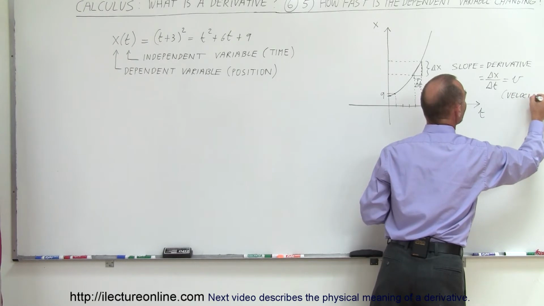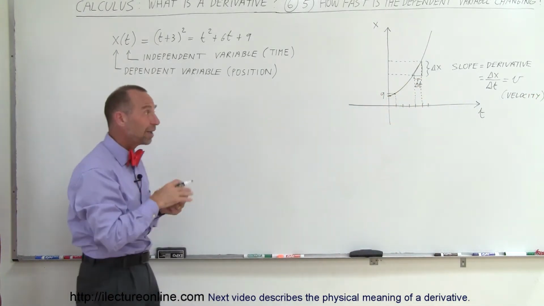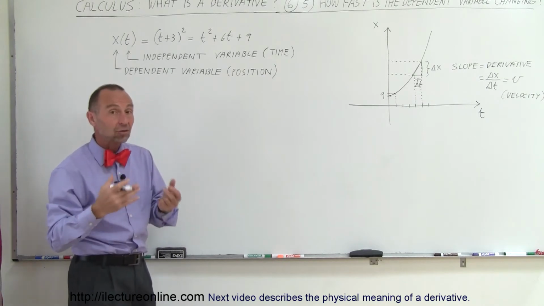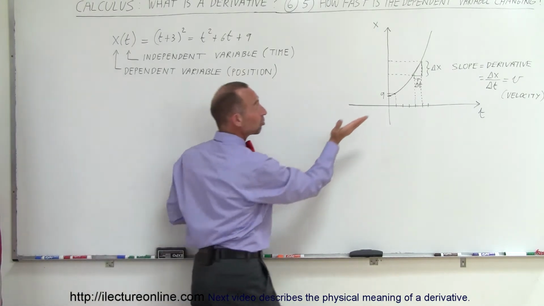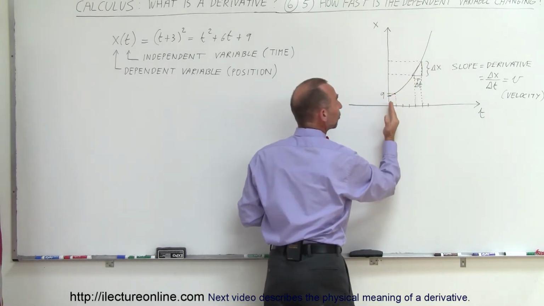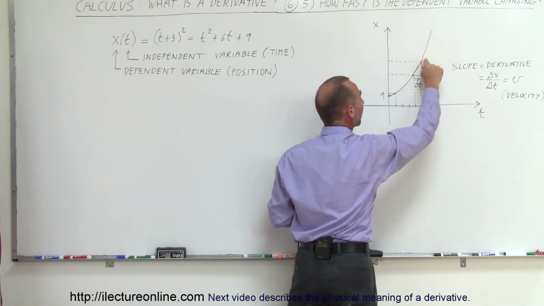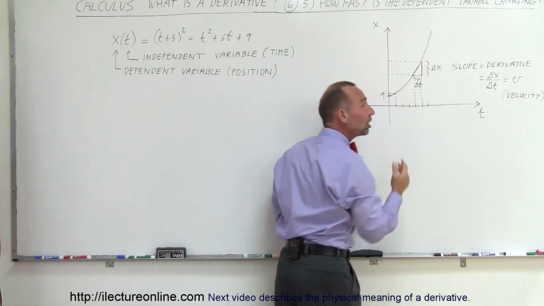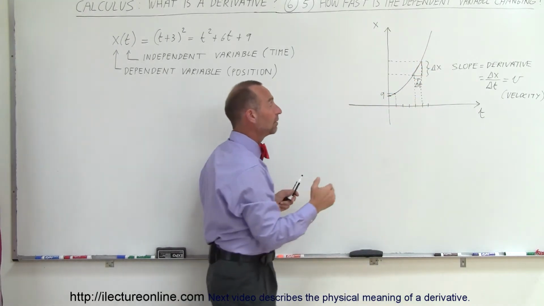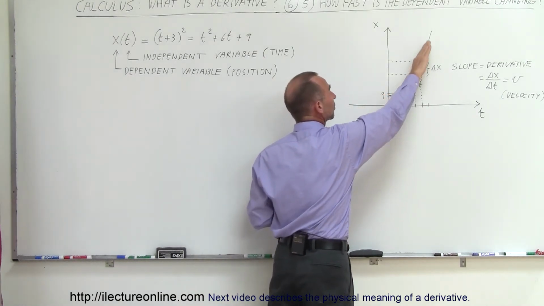So here you can see that in the case where we have x position as a function of time, the derivative of that actually represents the velocity. The slope of this line actually represents how fast the object is moving. And notice as time goes by, the object is moving faster and faster and faster. In the beginning of the time, the change in the speed is relatively slow. So the velocity here is slow, and the velocity then keeps on increasing, increasing, increasing.